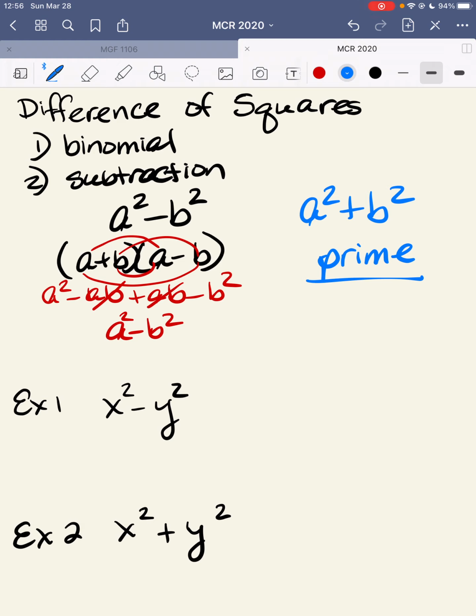Now we're going to look at quite a few examples here. So example 1, x squared minus y squared. This is straight up from the formula. We're just changing variables. Right? This is going to factor into x plus y, x minus y. Okay? Because both the front and the back are perfect squares. However, example 2, we have x squared plus y squared. This one is going to be prime. This one cannot be factored. Okay, so if you forget the word for it, just write cannot be factored.